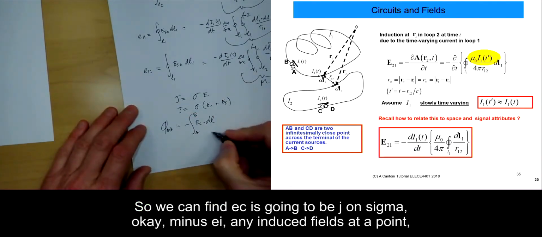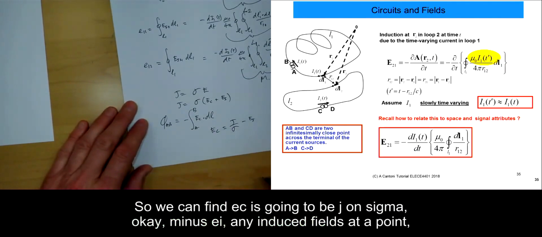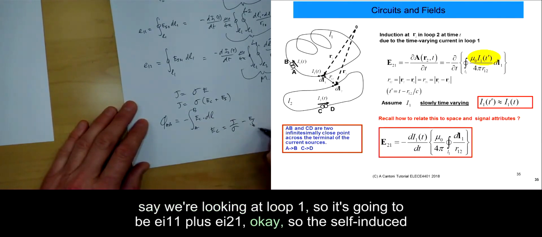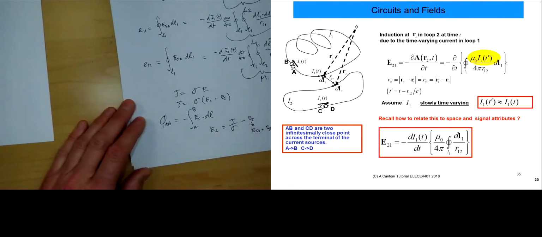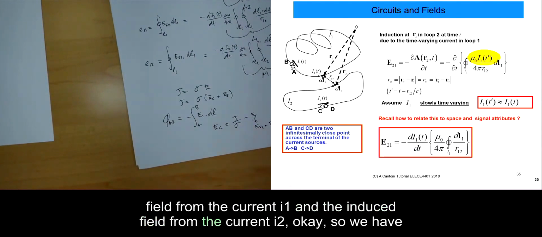So we can find EC is going to be J on sigma minus EI, any induced fields at a point. And obviously we're going to have two components to that. Say we're looking at loop 1, so it's going to be EI11 plus EI21: the self-induced field from the current I1 and the induced field from the current I2.